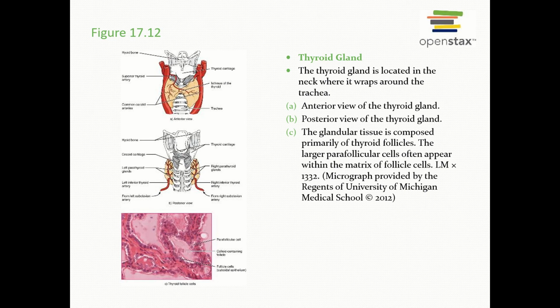The thyroid gland is located in the neck where it wraps around the trachea. A, which would be the top view, is the anterior view of the thyroid gland. B would be the posterior view of the thyroid gland, that middle view here. And then C is the bottom image, and it is the glandular tissue composed primarily of thyroid follicles. The larger parafollicular cells often appear within the matrix of follicle cells.